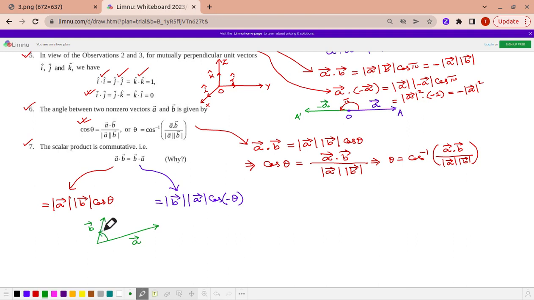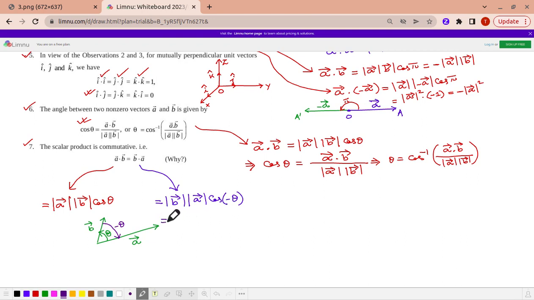So we measure in the anti-clockwise direction. So this is the angle between the vectors A and B. Now what will be the angle between the vector B and A? That should be measured in this direction, and it is turning out to be minus theta. Correct. So now we know the value of cos minus theta equal to cos theta.